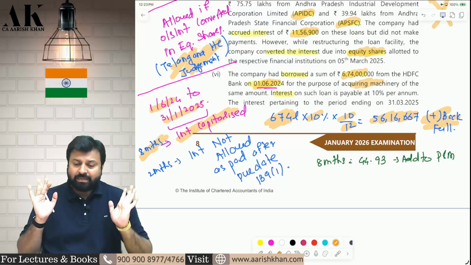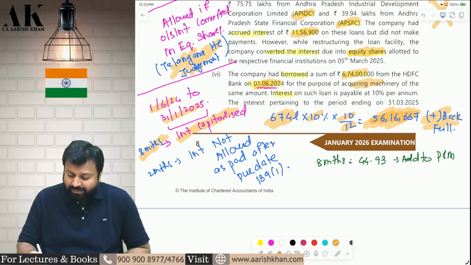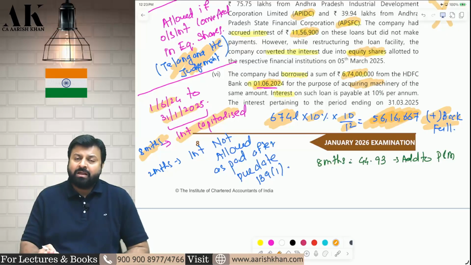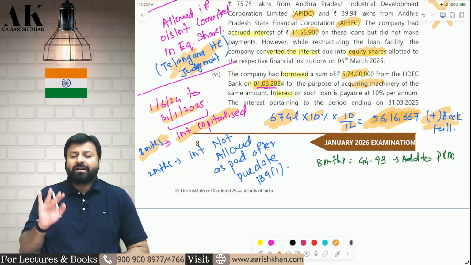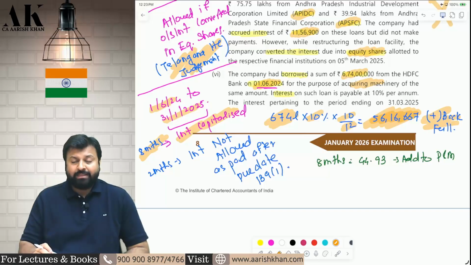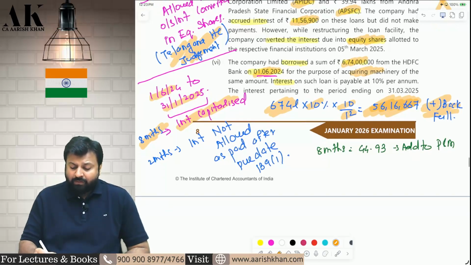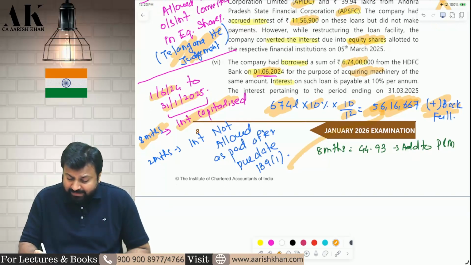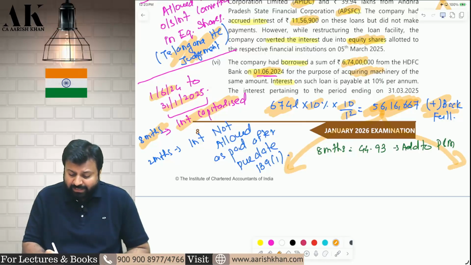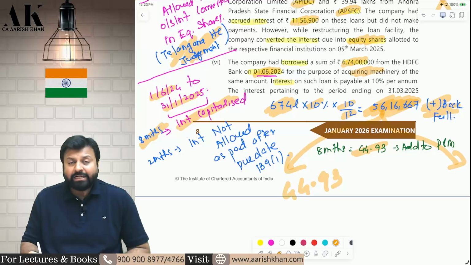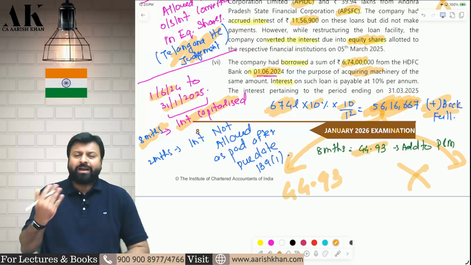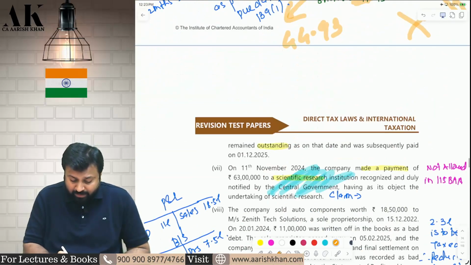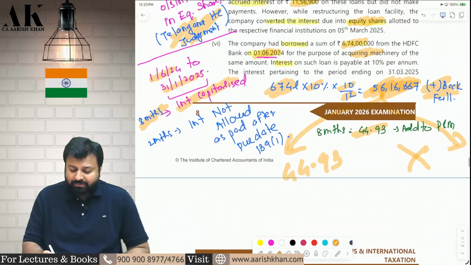Add back the entire interest to the PGBP, and whatever effect has to be given, the company has already done while computing the depreciation. Don't give anything else. Now, out of this 56 lakh, how much will be added to plant and machinery? 8-month interest will be added to plant and machinery, 44.93, and the 2-month interest will not be allowed as deduction. Why, sir? Because the interest is paid after the due date of filing of return. Therefore, 2-month interest will not be allowed.